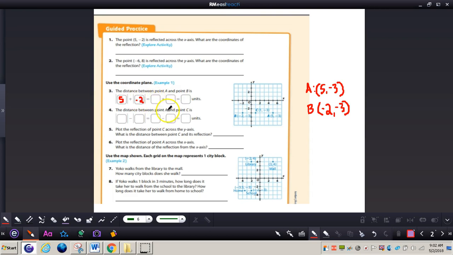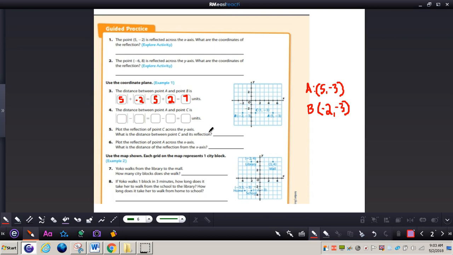And what that's going to mean, absolute value of 5 is going to be +5, absolute value of -2 is going to be 2. Okay, then we can add or find the sum of both of those absolute values. That's going to give us 7 units for the answer.